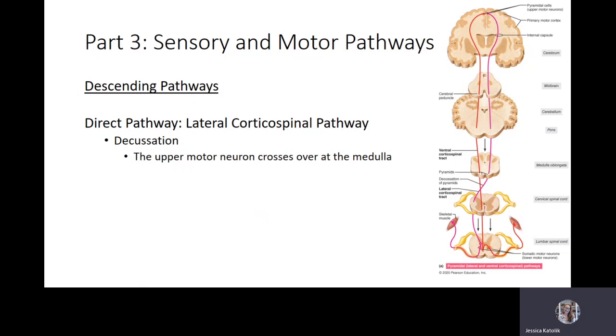Yes, there's decussation that will occur, and it will specifically occur at the medulla oblongata at the decussation of the pyramids.